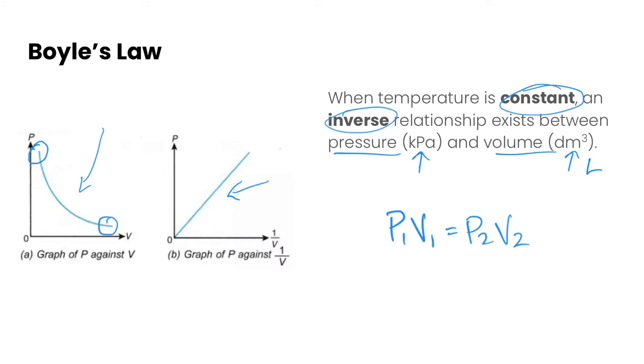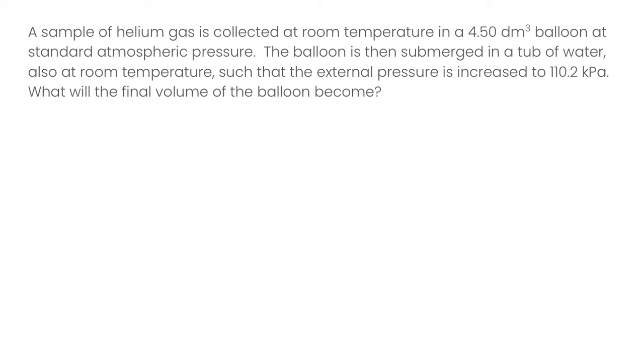And so if we know initial conditions of pressure and volume, we can calculate either the final pressure or the final volume, or some sort of variation of this kind of question. So let's look at an example.